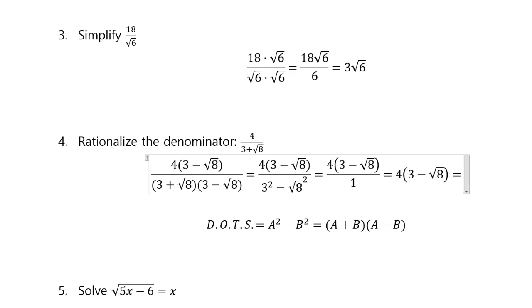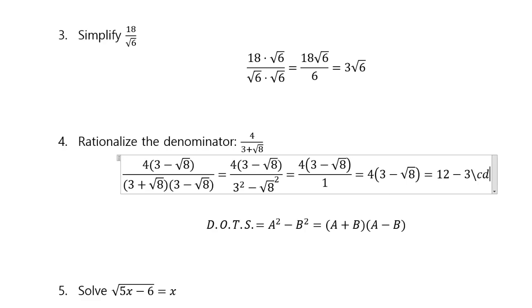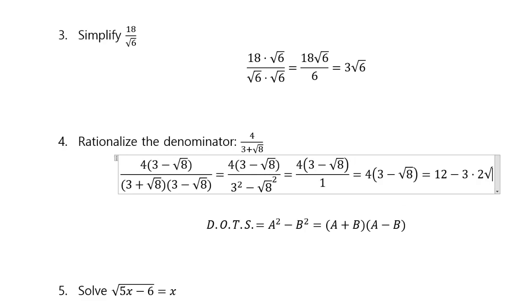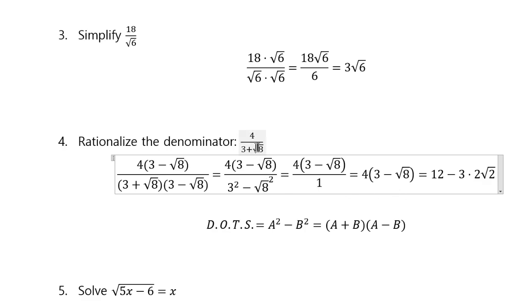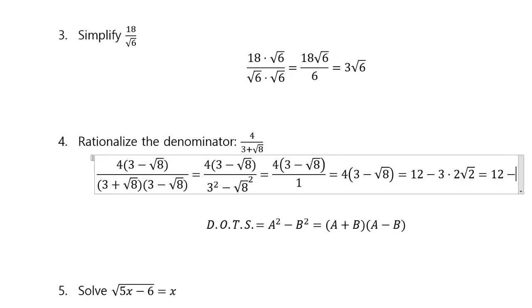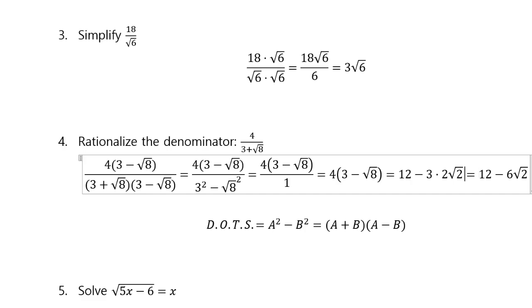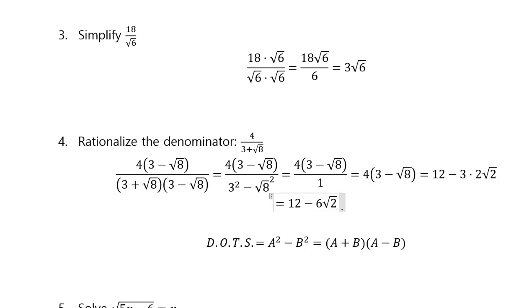And you can further simplify this by multiplying the 4 inside. So 4 times 3 will be 12 minus 4 times the square root of 8. And also, because square root of 8 is 2 times radical 2, I forgot about that, I should have noted that as well. Square root of 8 is square root of 4 times 2, and 4 comes out as 2. So it becomes 2 radical 2, and therefore the fully simplified one would be 12 minus 8 square root of 2. Okay. So that's what you're going to get as the answer, all because of this DOTS formula.